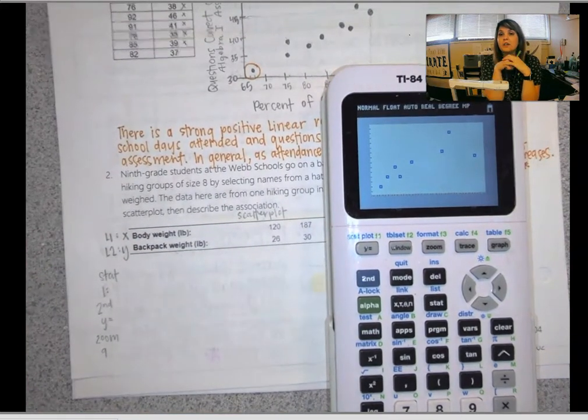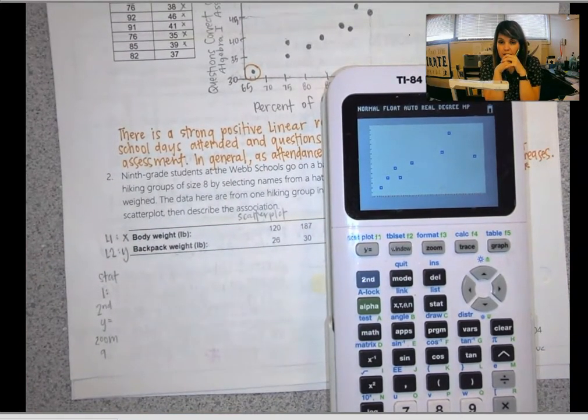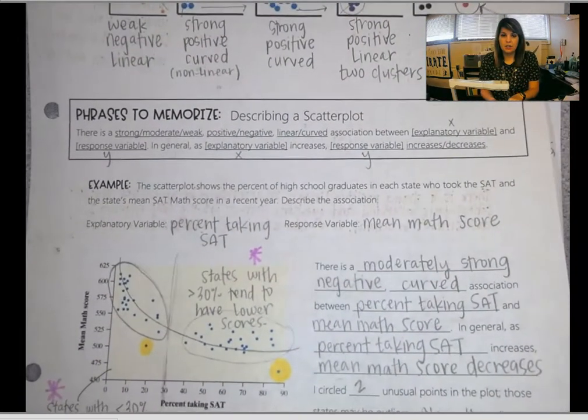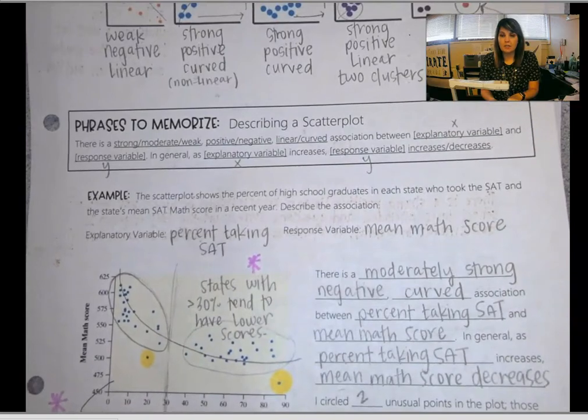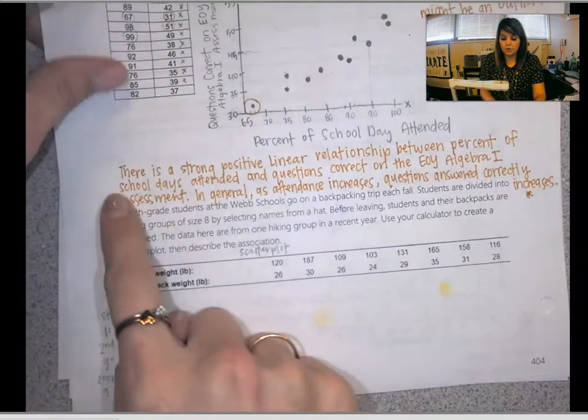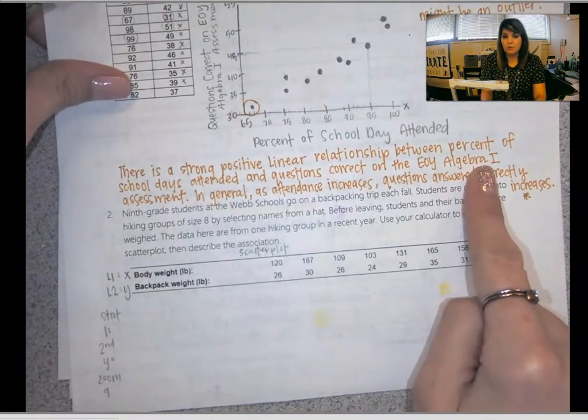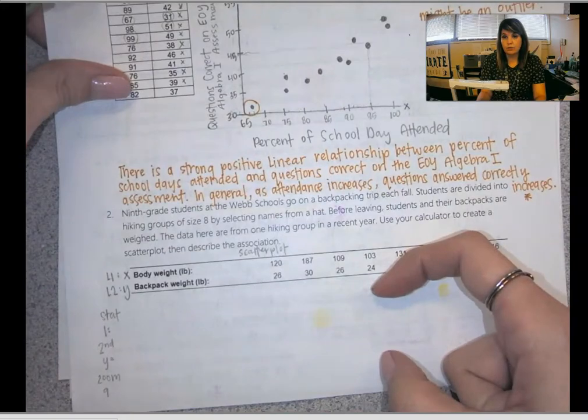And now we are supposed to describe this scatter plot. It's not a lot of points. More points would be helpful, but given the points that we have, we need to use our phrases to memorize from this page, and we need to describe the scatter plot. Or you can use this up here that we wrote down as your guide to describe.